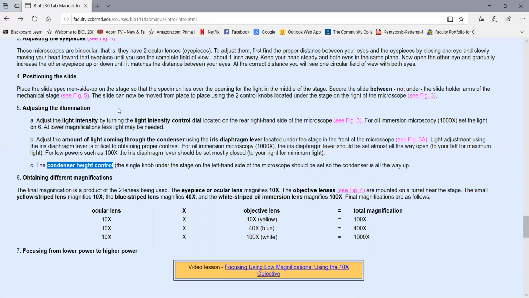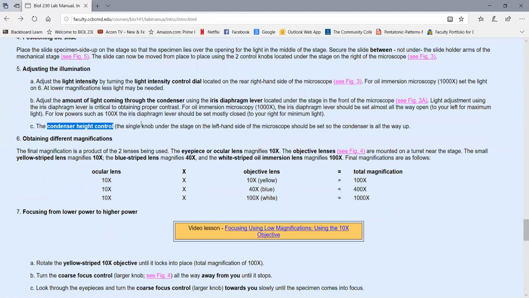Now, one of your objectives says you should be able to calculate the magnification you're using under the microscope, which is simply the product of the two lenses being used. So the eyepiece is called the ocular lens, and that magnifies the image 10 times. That's standard in the industry. We use 10x ocular lenses. The objective lenses are the lenses mounted on a turret near the stage. And as you rotate the lens, you can get different magnifications.